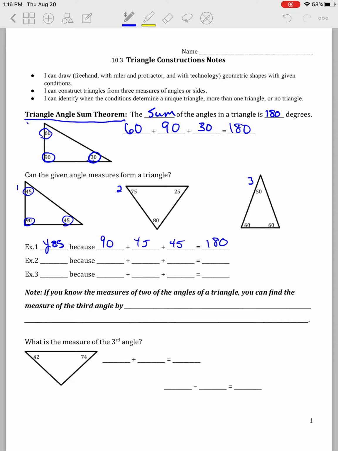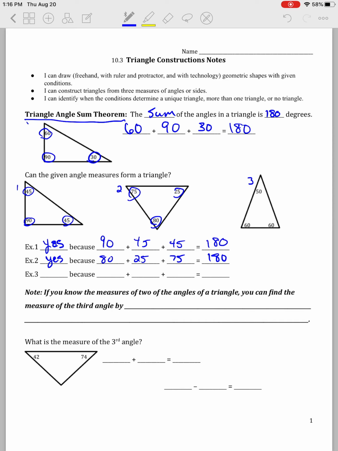What about number 2? Let's add them up. 80 plus 25 plus 75. Is that a triangle? Well, I know 75 plus 25 is 100, and 100 plus 80 is 180. So that means these three angles would make a legit triangle.